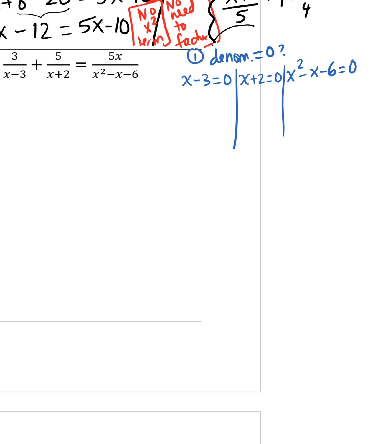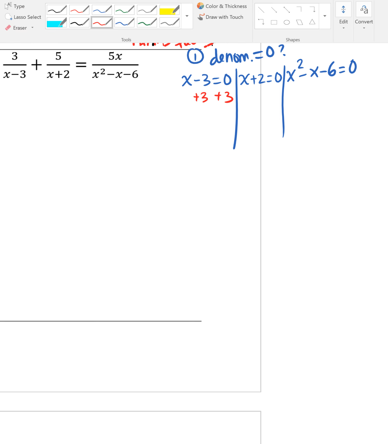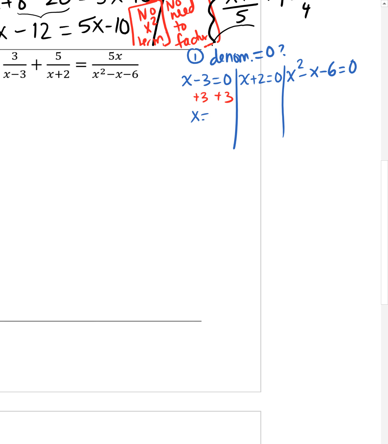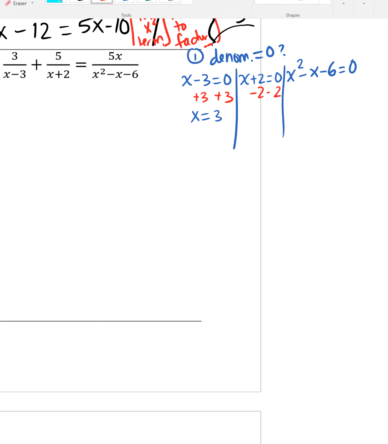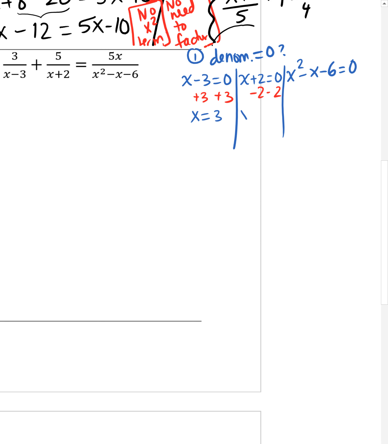Well, I'm gonna look at the left one. It's x minus 3 equals 0. I'll solve it by adding 3 to both sides. It looks like 3 is the value I don't want. Same as the last one, huh? And the second guy, I'm going to subtract 2 from both sides to solve it. I'll find that x equals negative 2 is another value I definitely do not want in my solution.